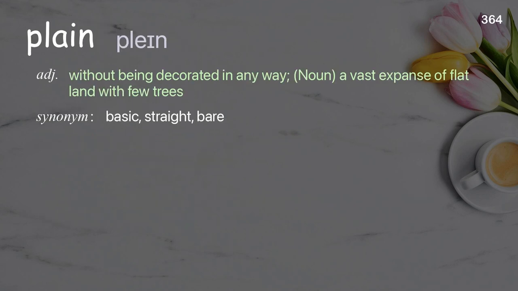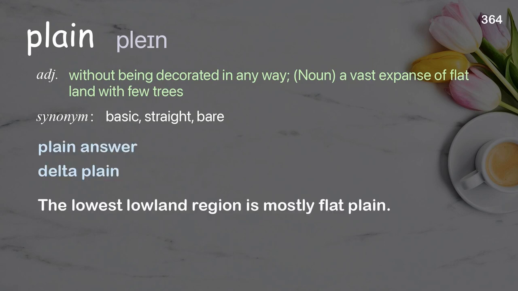Plain: without being decorated in any way. Noun: a vast expanse of flat land with few trees. Examples: plain answer. Delta plain. The lowest lowland region is mostly flat plain.